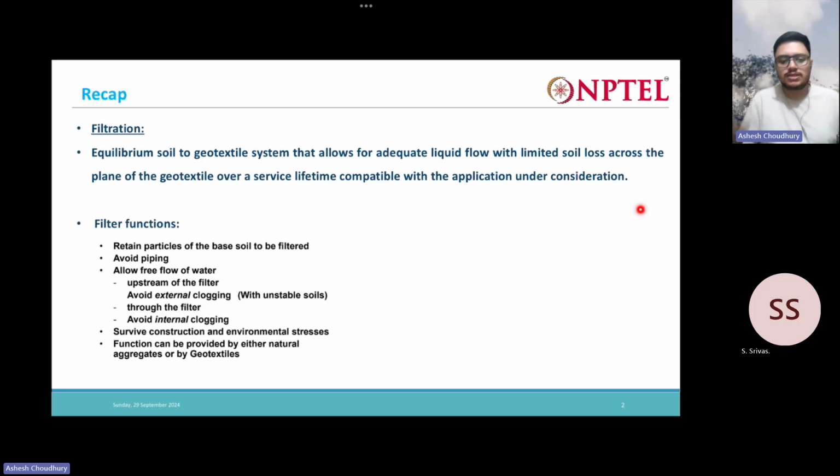So you need to ensure that there is a compatibility between the filter that you are using and the soil that is there. Okay, so the system allows for adequate liquid flow, but there should be very minimal loss of soil particles through that filter. That is the main purpose. And this equilibrium, adequate flow of liquid and limited soil passage, should be maintained throughout the complete service lifetime of that geosynthetic. Complete service lifetime of that filter should be maintained.